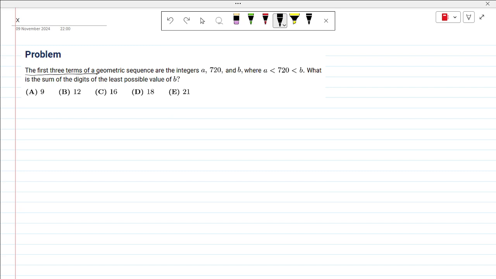The first three terms of a geometric sequence are the integers 1A, 720, and B. So the key point is here: the integers A, 720, B. What is the sum of the digits of the least possible value of B? So let's mark this least possible value of B. What is given is that A, 720, B are in geometric sequence.